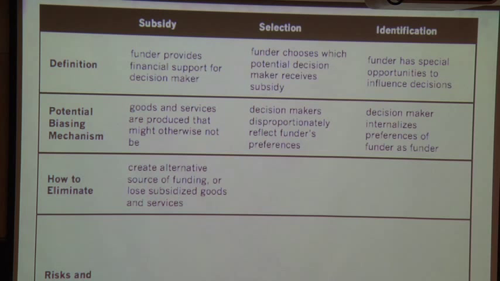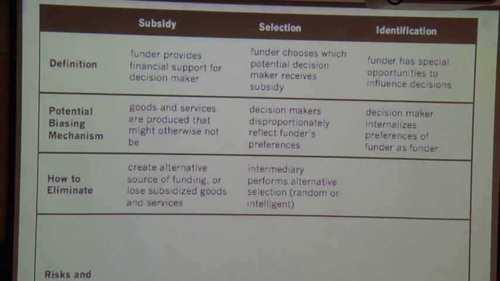In the context of the subsidy bias, create an alternative source of funding, or you lose the subsidized goods and services. All right, so that's a nice aspiration, but often not feasible here. So if you want to keep the subsidy, but you want to minimize the selection or identification bias, then here are the techniques you could deploy there.